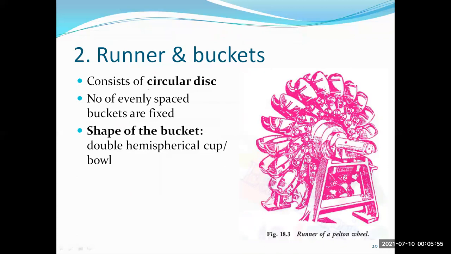See, the runner consists of a circular disc, and on that circular disc a number of evenly spaced buckets are fixed. You can see these are the buckets, and this part is the runner. Evenly spaced means the distance from one bucket to another bucket is constant. Here the shape of the bucket is a double hemispherical cup or bowl shape. You can see it looks like a bowl.